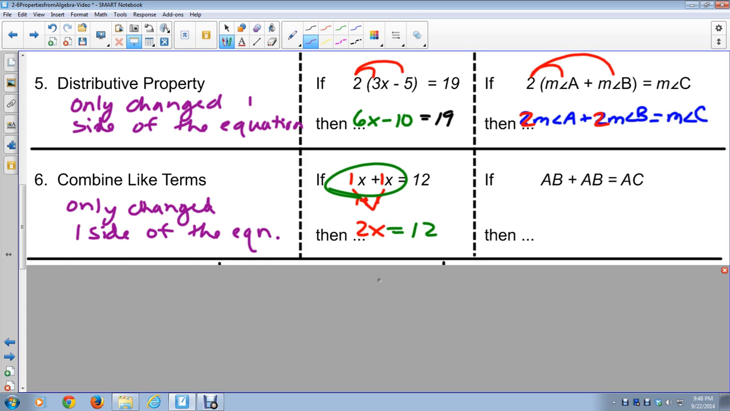If I have AB plus AB is equal to AC for my geometry example, again, we can imagine that there's a 1 in front of there. I have one AB plus another AB, and AB is just my variable. Don't think of it as two separate things. It's one length, and if I put them together, I'm still doing 1 plus 1, and I'm getting 2 times the quantity AB. There's 1, there's 2. Is equal to AC. I didn't change the right-hand side.